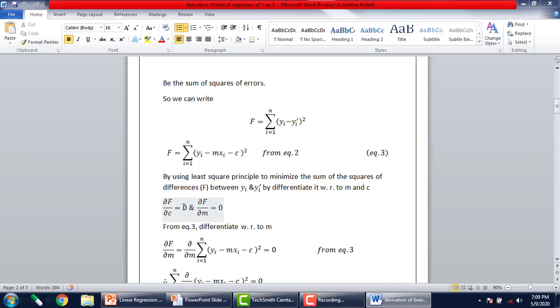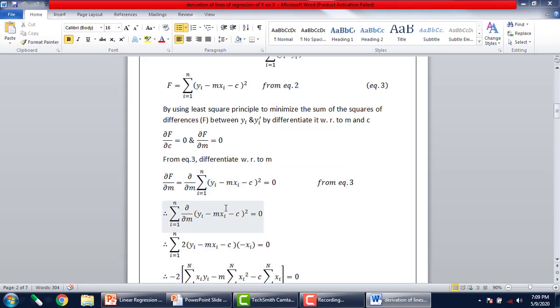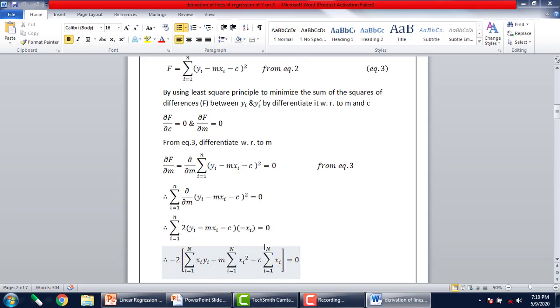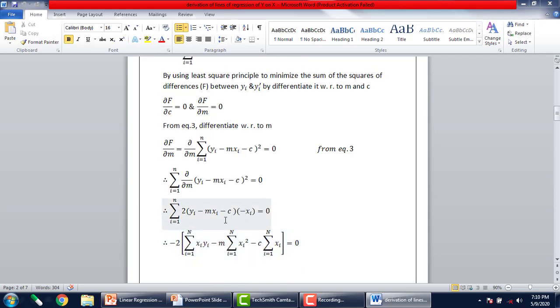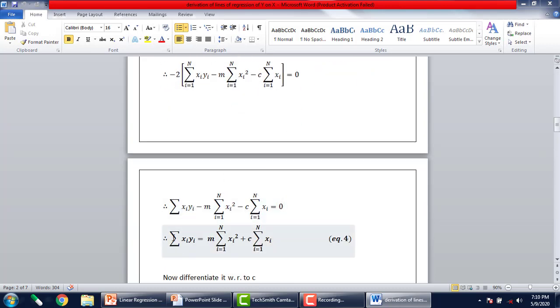First we differentiate this f with respect to m, that is partial derivative d by dm of f. So 2 in bracket yi minus mxi minus c, partial derivative of minus mxi is equal to minus xi, is equal to 0. So this minus and this 2 go to the right side. So this equation finally becomes summation of xi yi is equal to m summation xi square plus c summation xi. This is equation number 4.